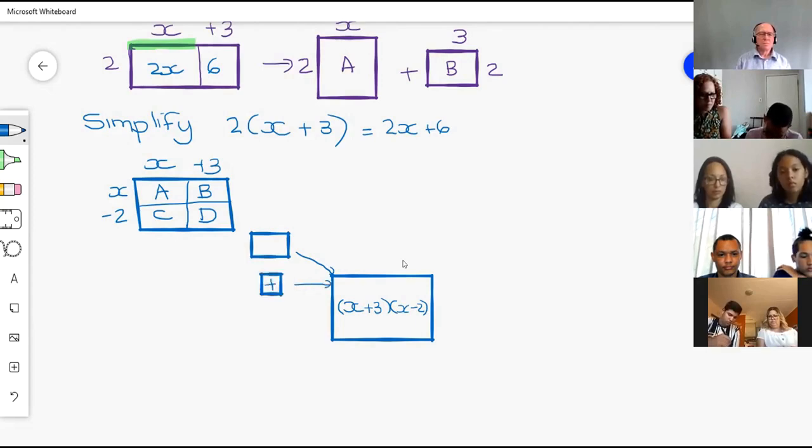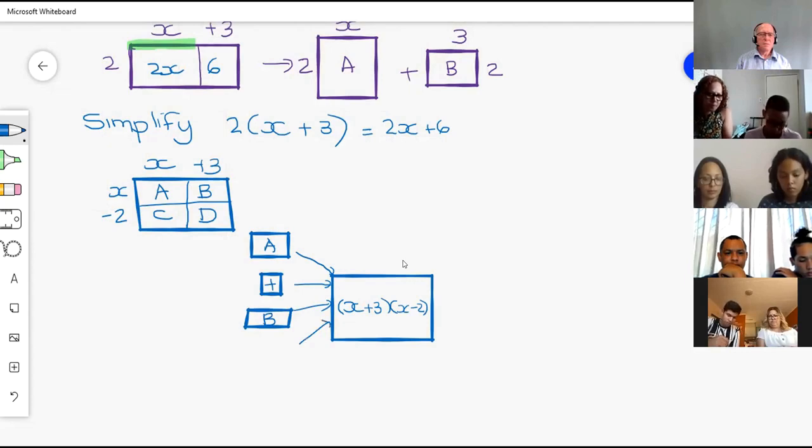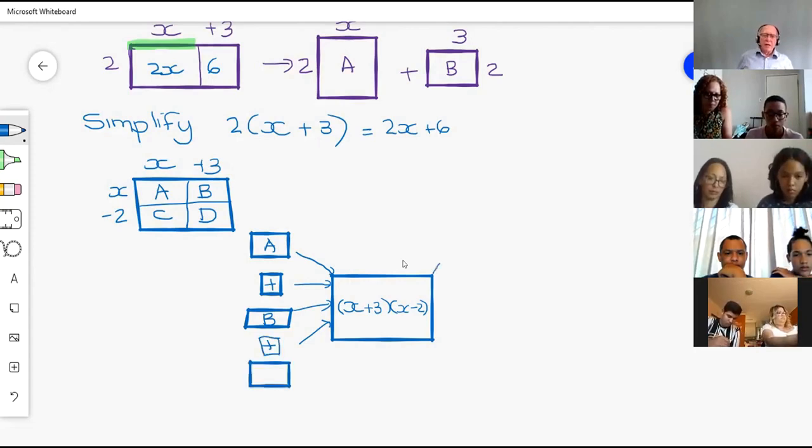Liam, which rectangles are we adding? A, then B, okay. So I want you to do me a multi-flow map, writing down which rectangles we're adding. And then on the other side.